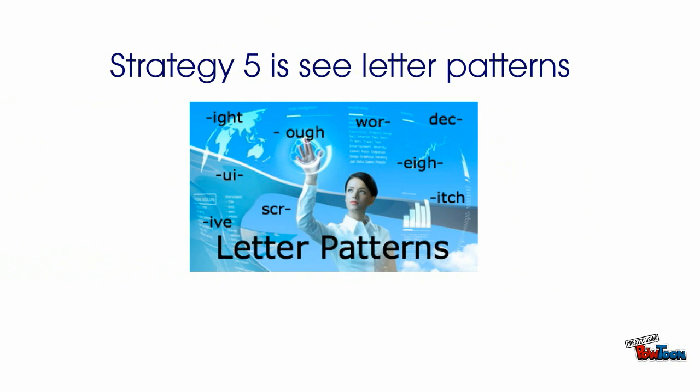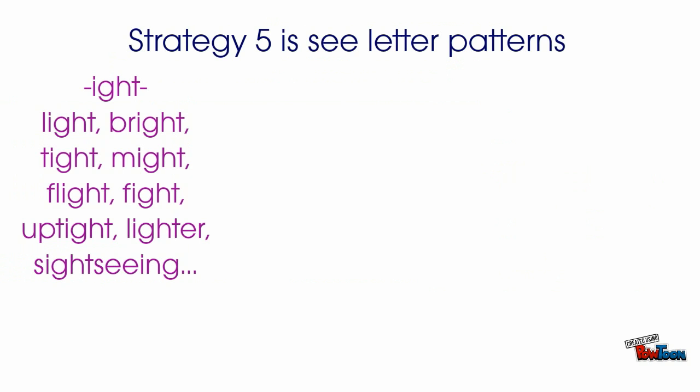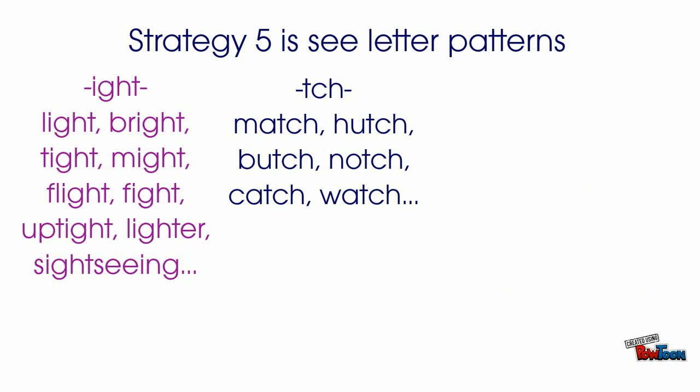Strategy number 5 is see letter patterns. Letter patterns are a reliable way to learn spellings. Look at these patterns, the ight pattern: light, bright, tight, might, and the tch pattern: match, hutch, butch, notch, catch, but watch.